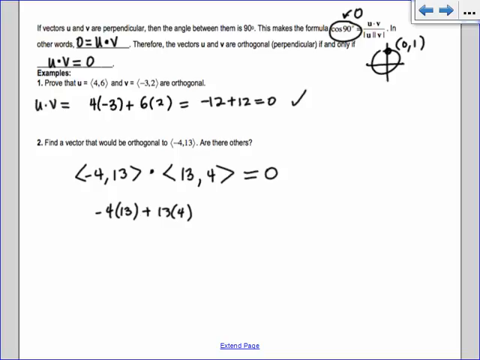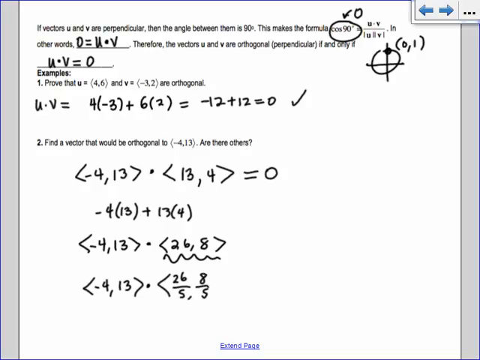But that's not the only one. Okay, so you can check, and you could try other things, like maybe I multiply by 2, and I have 26 and 8, right? That still works. So any multiple of this, so if I have any number out front and I multiply it in, even like 1/5, right? If I take -4, 13, and I have 26 over 5 and then 8 over 5, that still works out. Okay, those are still orthogonal, because basically all we're doing is we have the same vector.